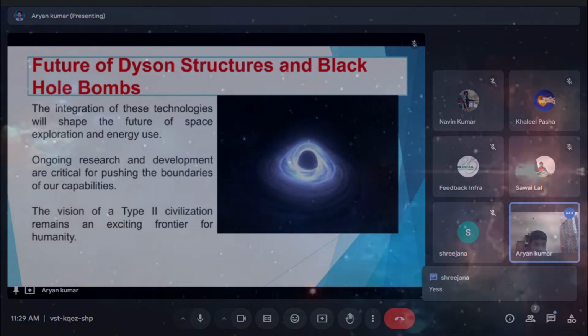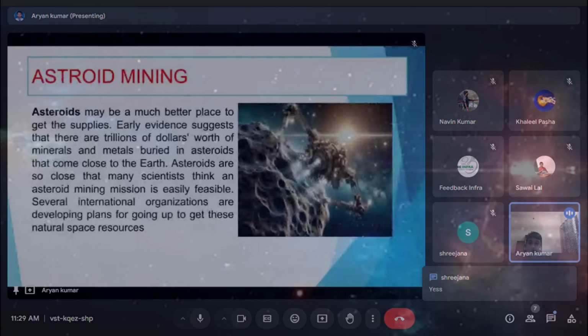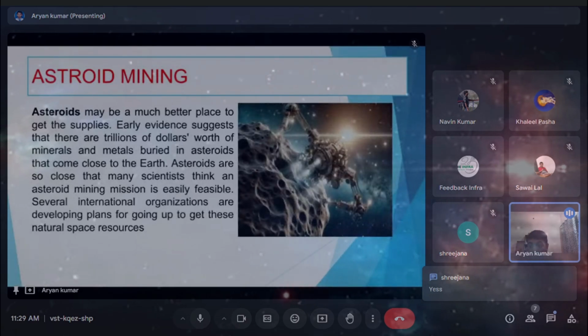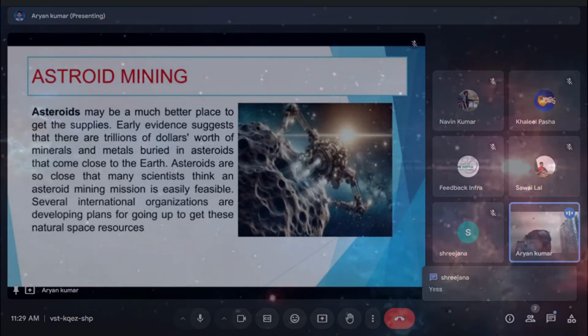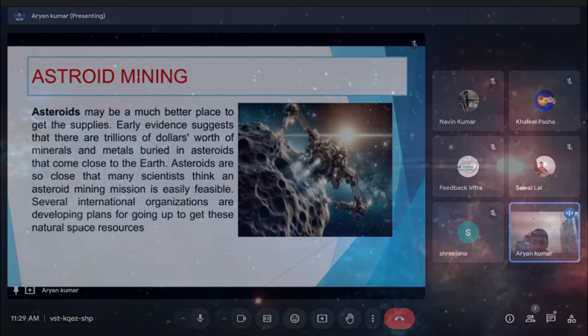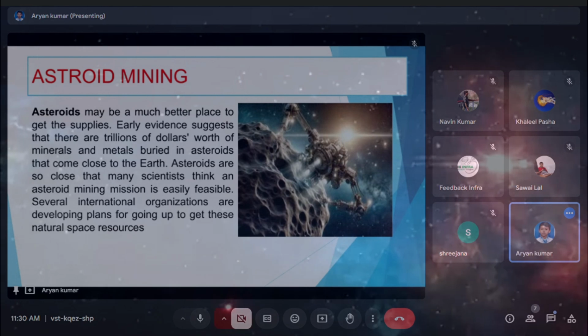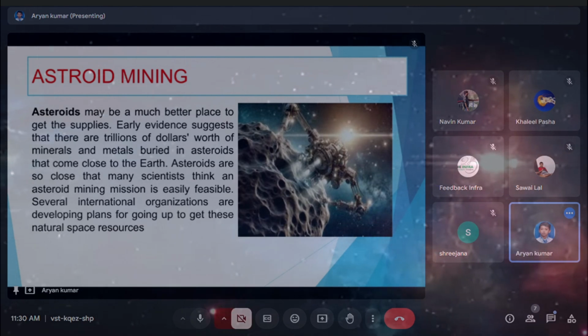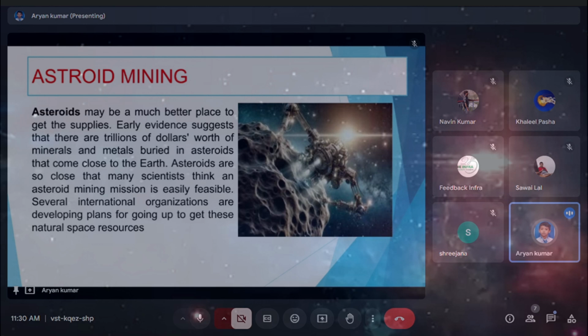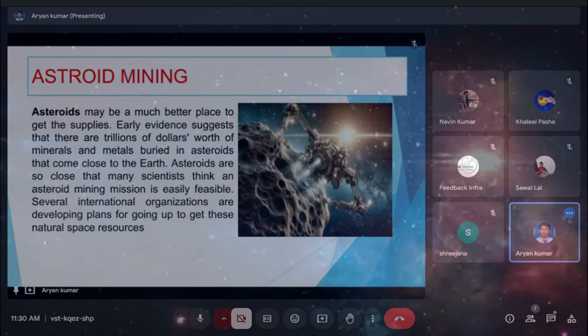So, did you get it, Srijana? Okay, I think so. Okay, so asteroid mining. This is something we can do right now if we want to and spend enough. So, Khalil, would you like to read this?